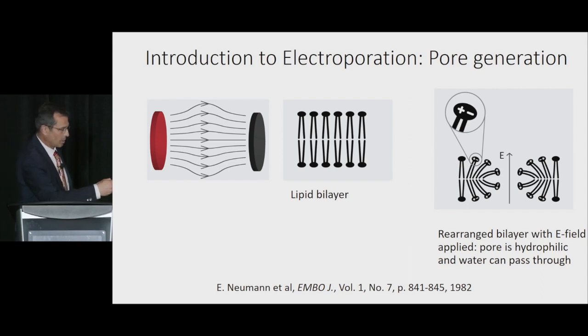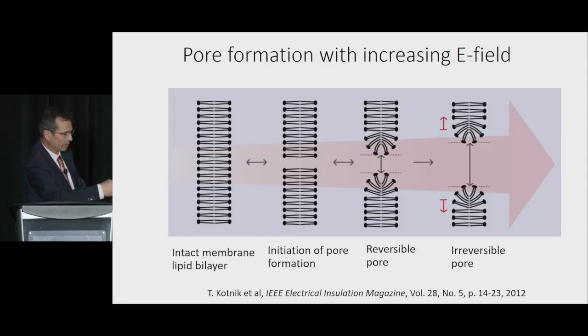This will open some pores in the cells, and these pores may be of various size, and based on the size, they will be permanent or not. And so if they are not permanent, it leads to reversible electroporation. And if they are big enough, they will stay, and it's irreversible, and the cell will die.